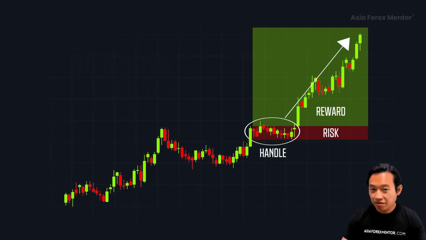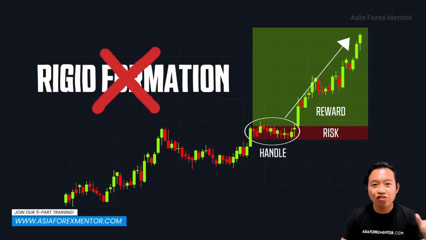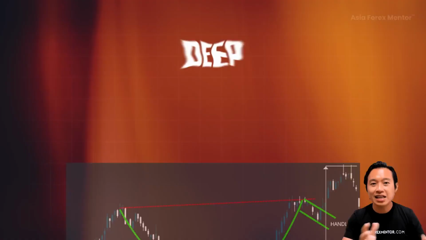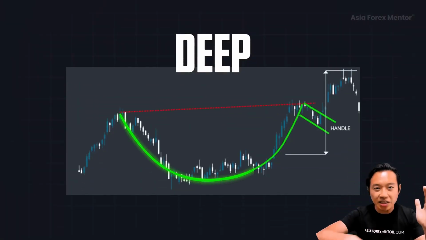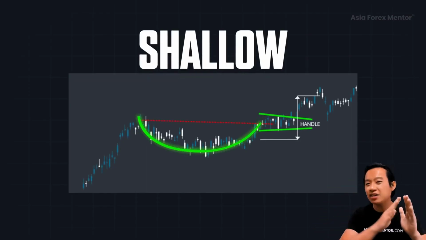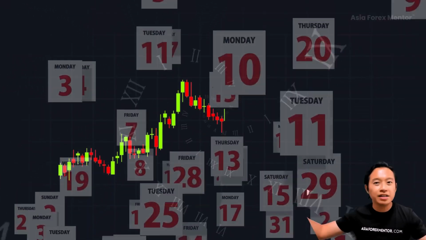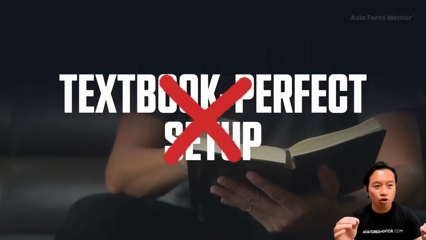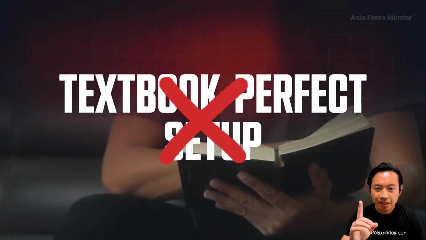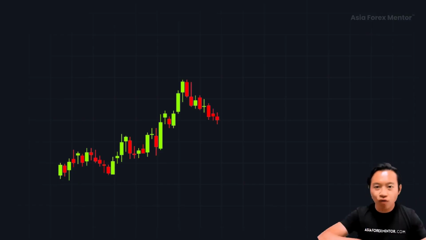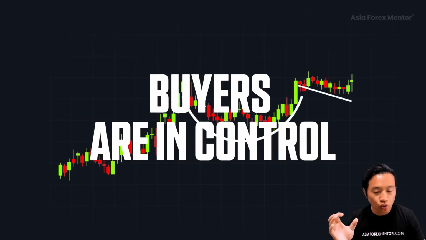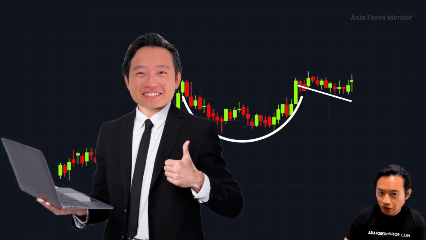So cup and handle pattern, here's the thing, it's not a rigid formation. It's a concept. Some cups are deep, some are shallow, right? Some take weeks to form, some take months to form. So the point is that there isn't a textbook perfect setup, but to recognize this overall structure and confirm that the buyers are in control before you make your move. Now let's go deeper.